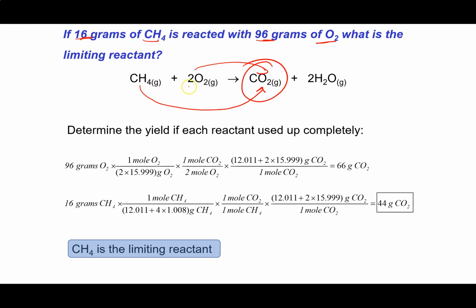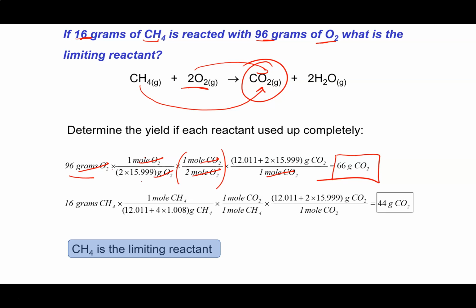You have to make sure it's the same one that you're considering for both reactants. So if I turn all of my O2 into CO2, how many grams of CO2 would I get? I'm just going to do a grams of A to grams of B. So I do grams of O2 multiplied by 1 on the molar mass of O2, multiplied by the appropriate mole ratio, which is 1 mole of CO2 for every 2 moles of O2. Now I'm at moles of CO2, and then finally I just have to multiply by my molar mass of CO2, which is 44.01 grams of CO2 per mole. So that leaves me with 66 grams of CO2.